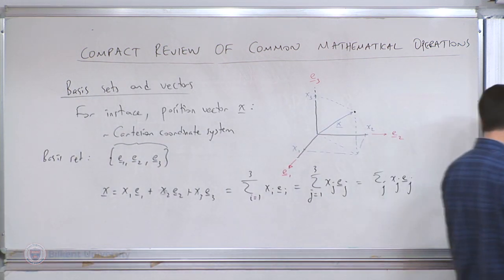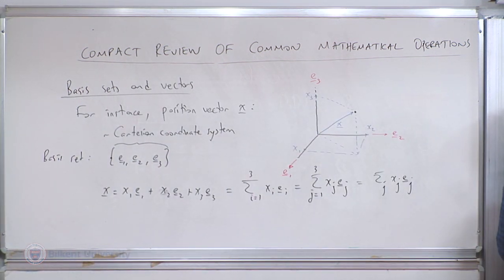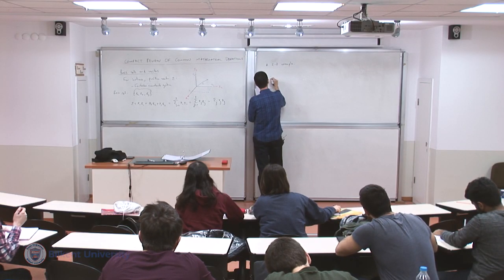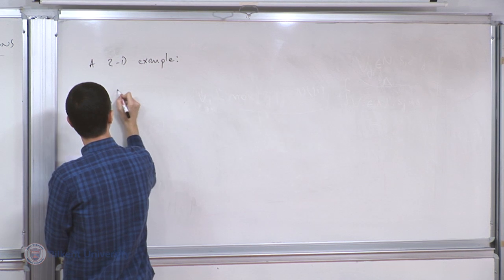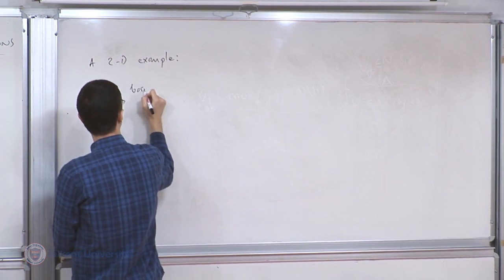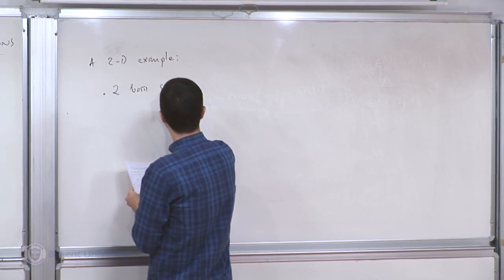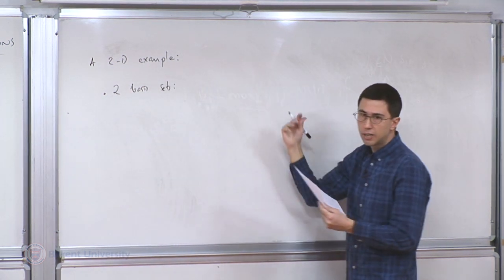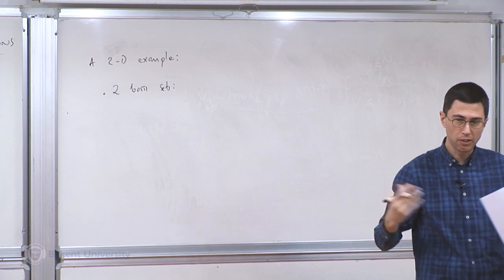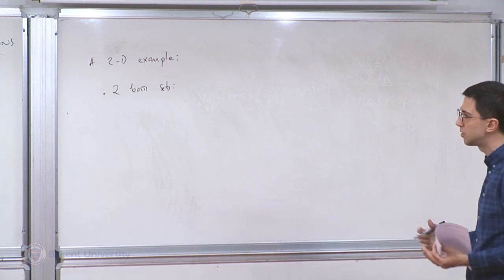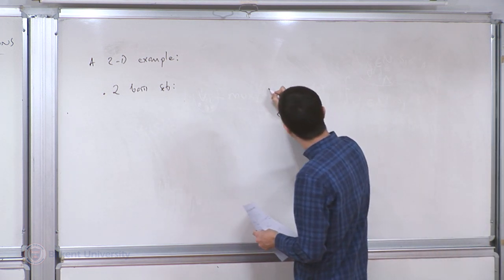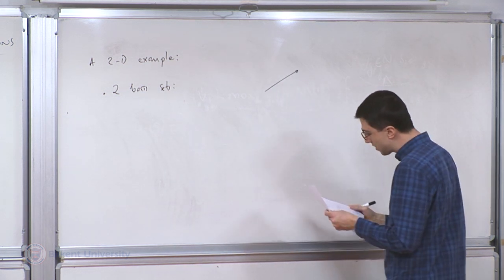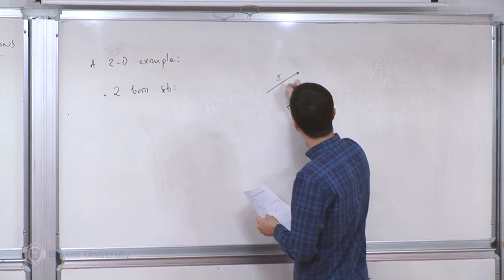So let's go to a 2D example just to demonstrate an important point. So I will take a vector, and I will first draw the vector. Now the vector, you always hear, what's a vector? It's a position vector or a velocity or an acceleration. It's something that we always hear has a magnitude and a direction. Okay? So let's say that this is our vector in 2D.